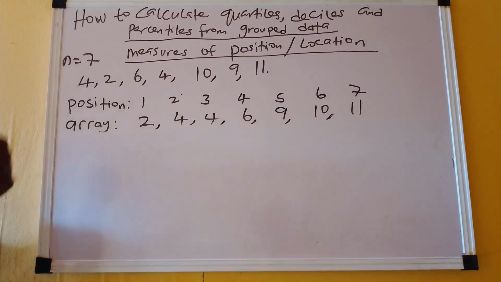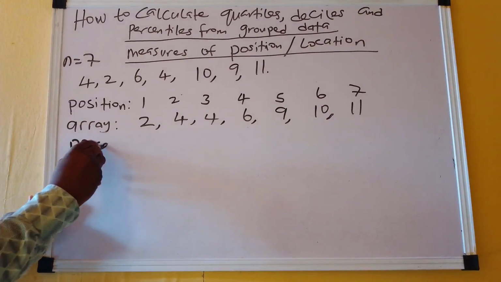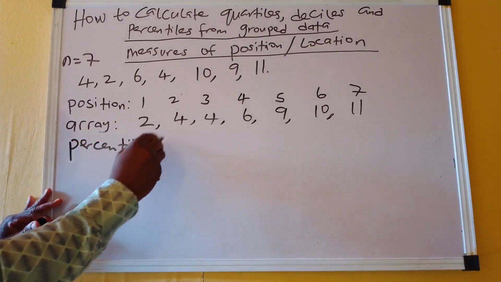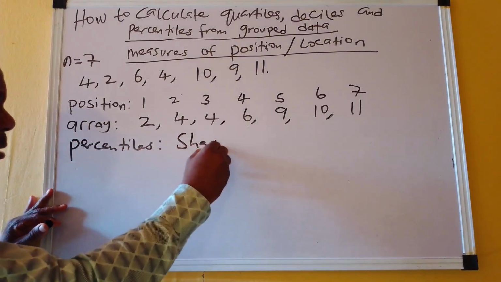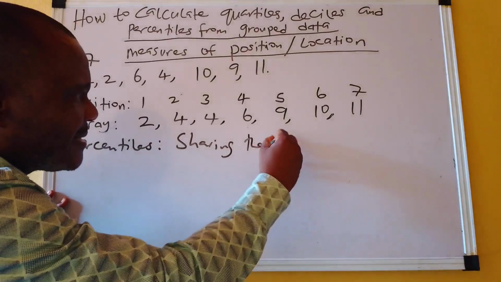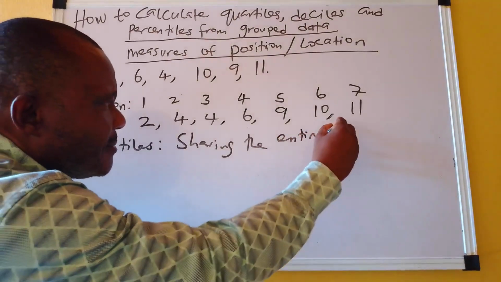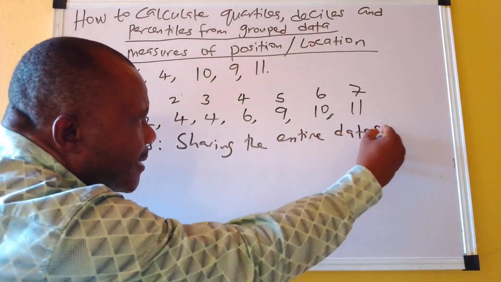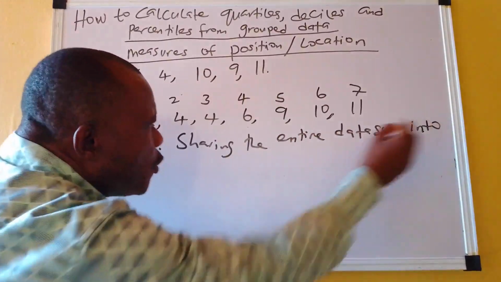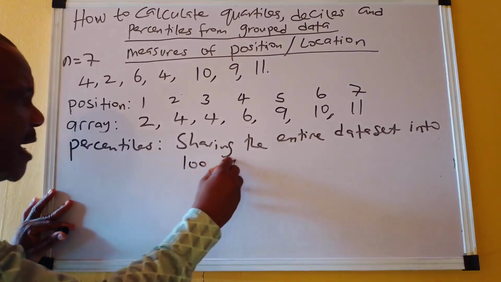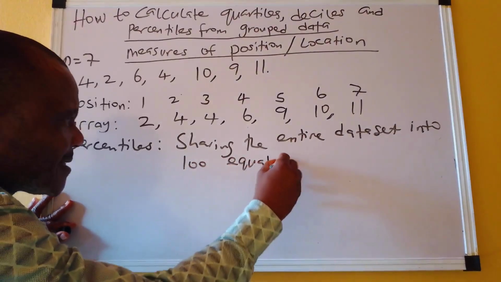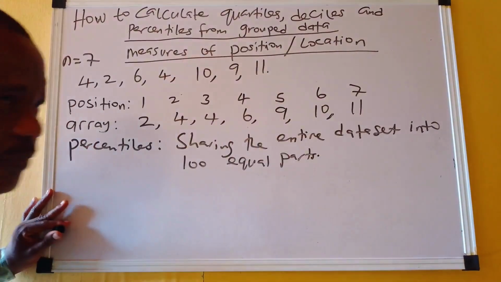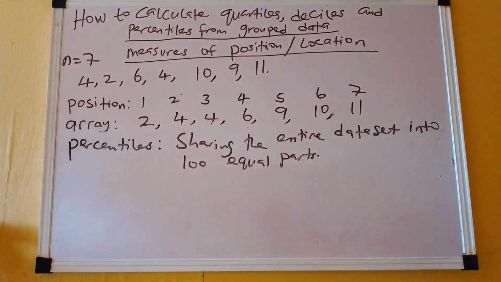So percentiles means sharing the entire data set into 100 equal parts. Sharing the entire data set into 100 equal parts.